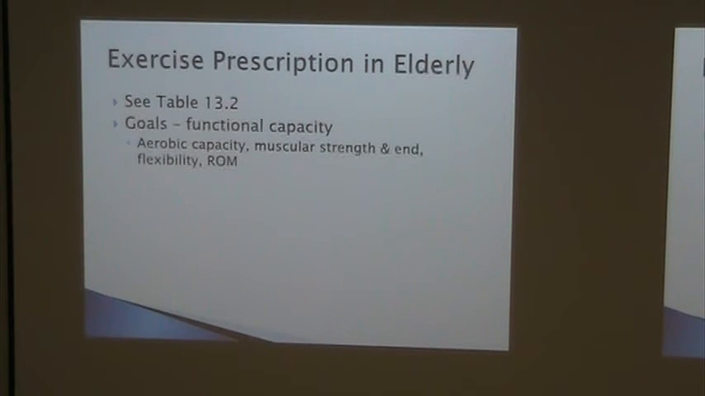That's functional capacity. And that has to do with aerobic capacity, muscular strength and endurance, flexibility, and range of motion. So all of those things are involved with that. It's not just things like the first ones, the aerobic capacity and muscular strength and endurance. Even flexibility and range of motion has to do with that.